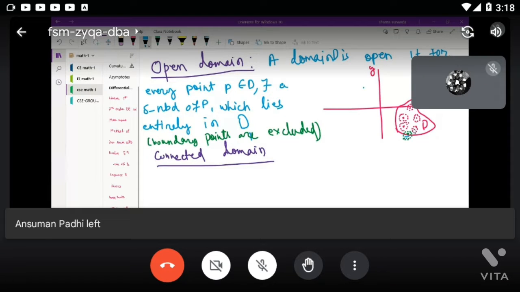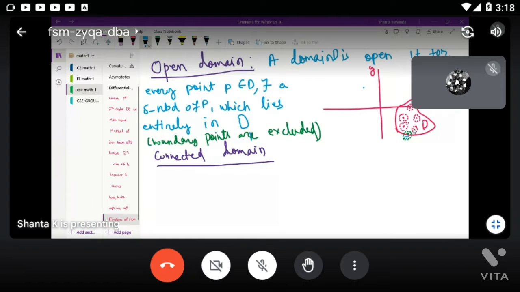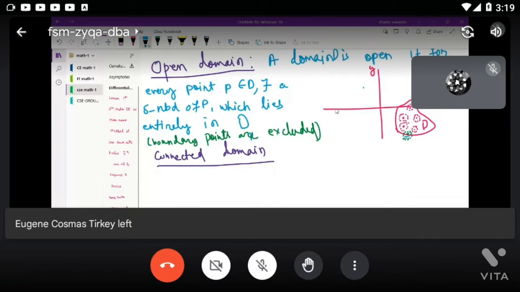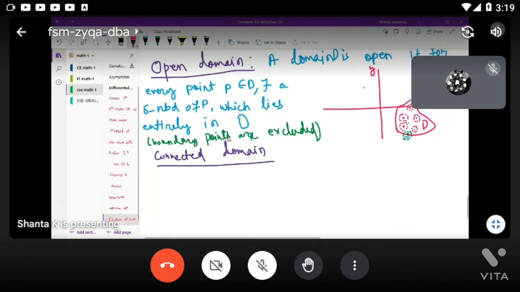Since every time you consider a limit, it means we are considering a delta neighborhood, and the limit is approaching from all the sides. So it's important that the delta neighborhood should be contained in the domain. So you understand this open domain; in the complex plane we also need an open domain and a connected domain.